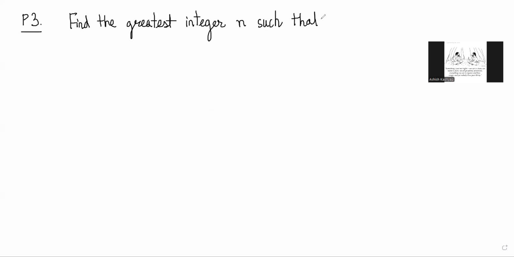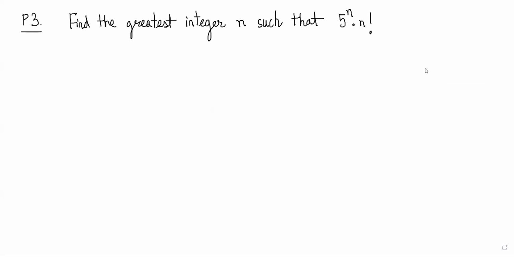This is problem 3. This says find the greatest integer n such that 5 power n times n factorial ends in at most 100 zeros.